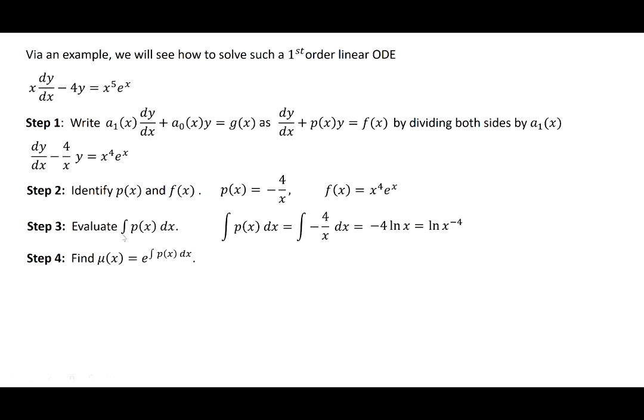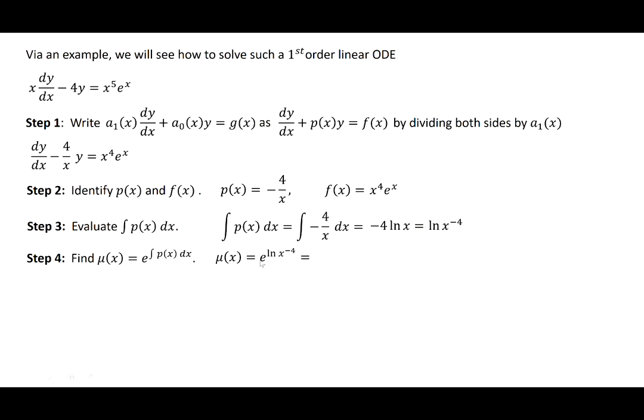In the previous step, we did find integral of p of x dx, so it must be fairly straightforward business of just plugging in what the integral of p of x dx is. So e raised to that integral, so that means e raised to, in our case, natural log of x to the negative 4.